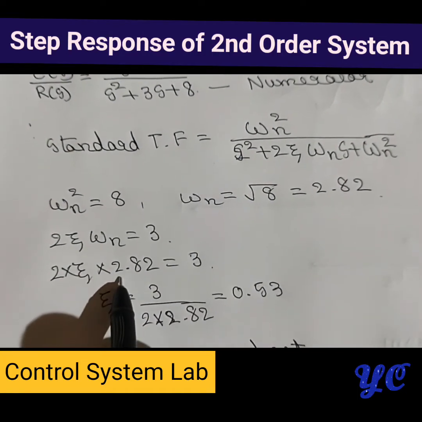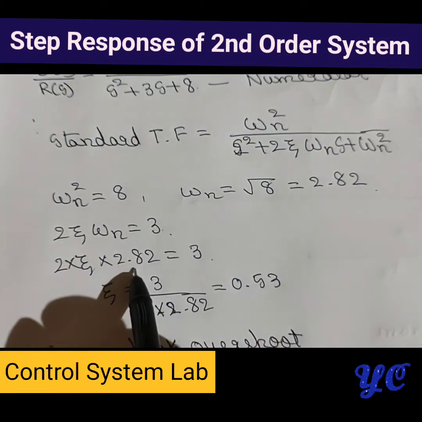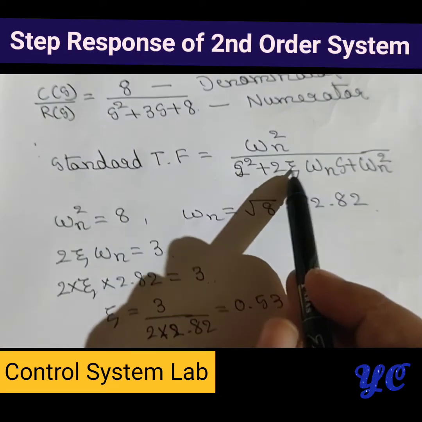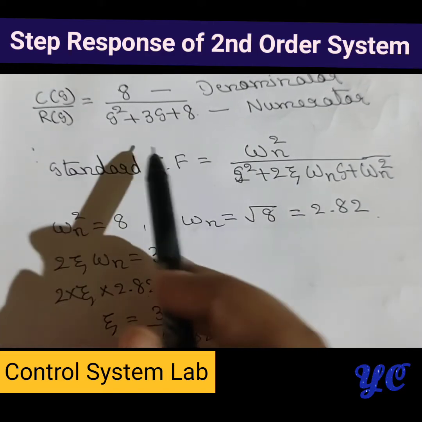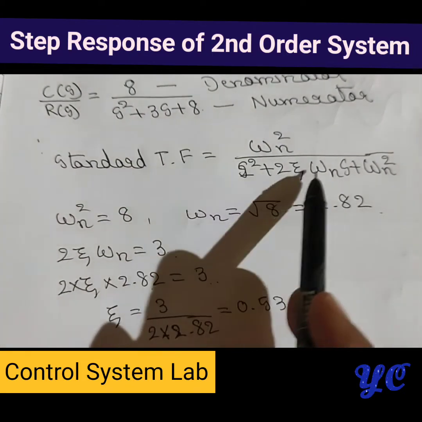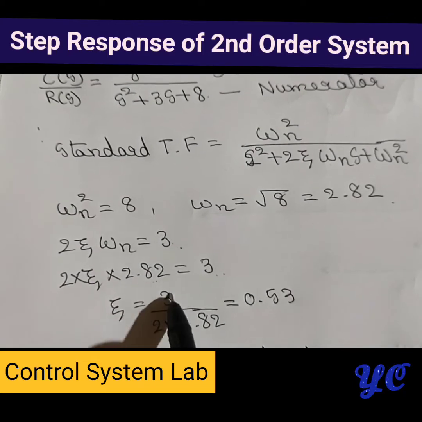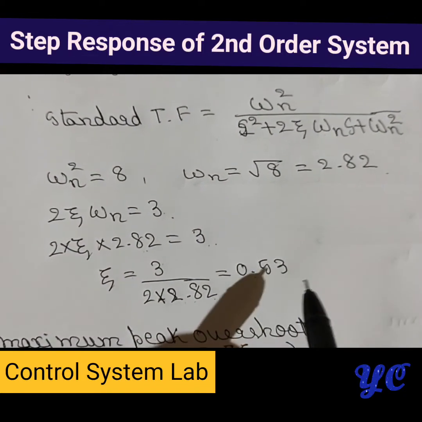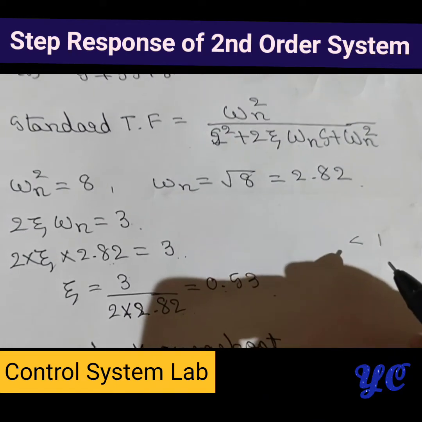And 2 zeta into omega n value, how much did we get? 2.82, that we have substituted, equals 3. Because when you compare these equations, 2 zeta omega n is nothing but the value 3. We don't know the value of zeta, but we know the value of omega n. Now zeta equals 3 divided by 2 into 2.82. You will get 0.53. If it is less than 1, it is underdamped.